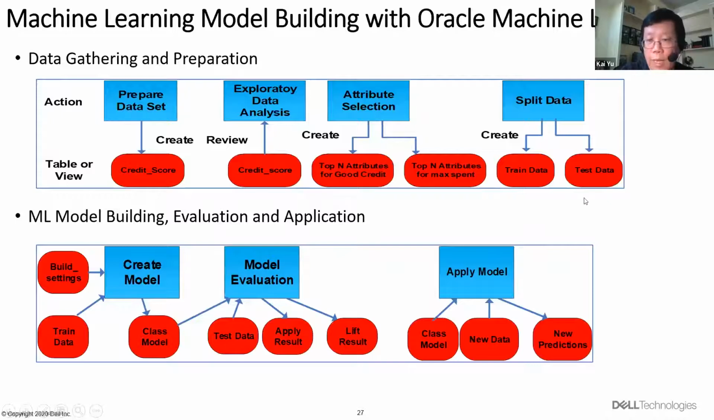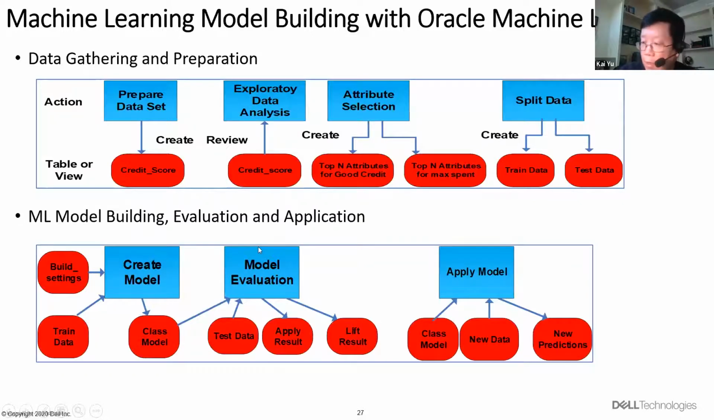We take the model and the test data. We use this model on the test data to calculate the predicted credit. Then we compare the predicted credit with the real credit to show the difference. The difference is stored in what is called the lift result, and this lift result is a single indicator to show how good this model is. If it shows the model is good, then we are ready to use this model for prediction on new data. So that is the process.